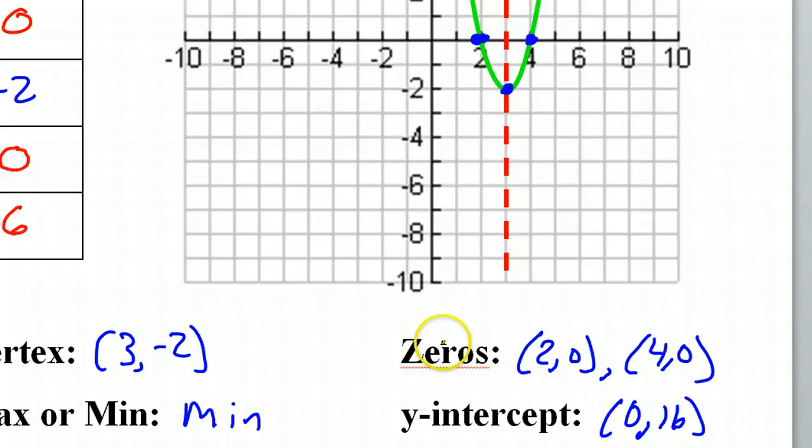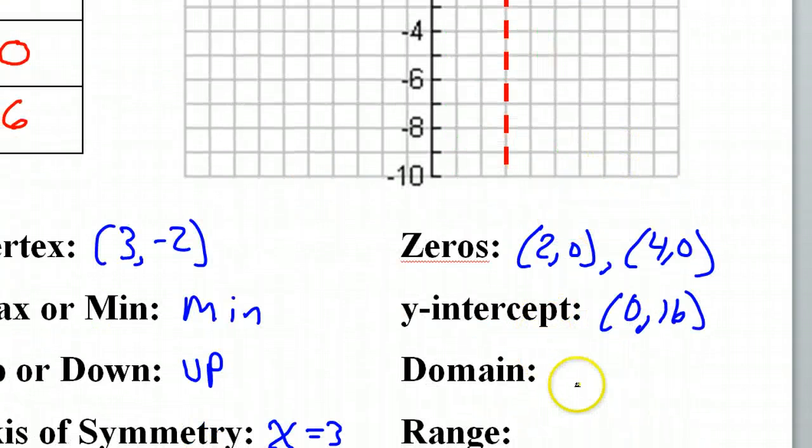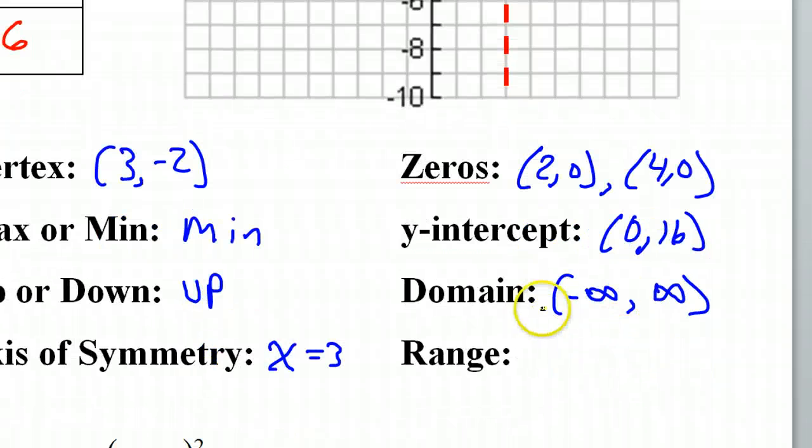The domain, that's the x values. In other words, how far to the left and how far to the right this parabola goes. Well, parabolas like this go to the left forever and to the right forever. So the domain is going to be negative infinity to positive infinity. Make sure you give them the round parentheses.